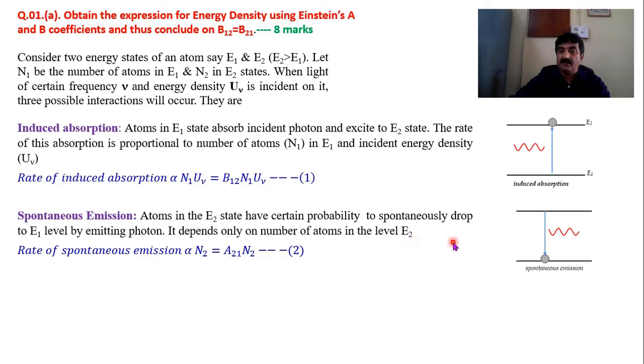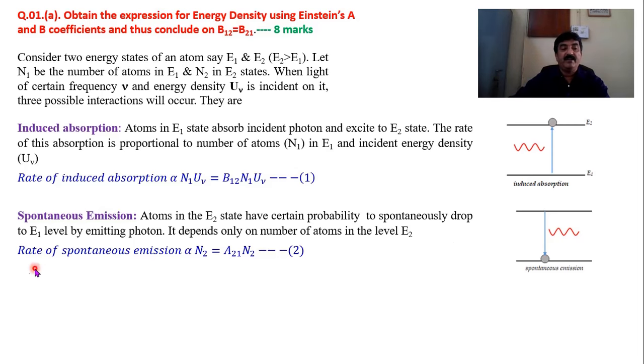Look, forget this sentence and write it in your own words. When an atom is excited, it will return to the ground state within 10 power minus 8 seconds. This is called spontaneous emission. This does not depend on the incident energy, but depends only on the number of atoms in the excited level. So this type of ability you have to develop. Framing the answer without altering the meaning is very important.